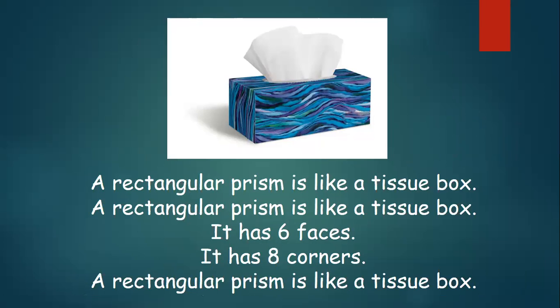A rectangular prism is like a tissue box. A rectangular prism is like a tissue box. It has 6 faces. It has 8 corners. A rectangular prism is like a tissue box.